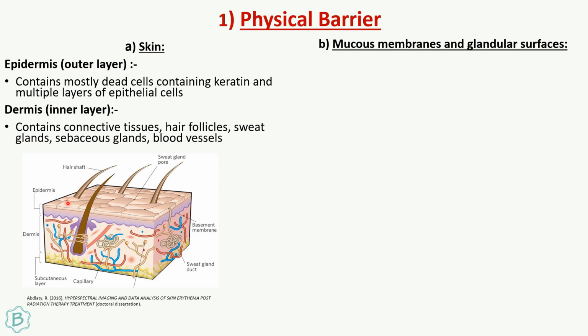And then the inner layer is the dermis. So the dermis is much thicker compared to the epidermis and it is abundant in connective tissues, hair follicles, sweat glands, sebaceous glands, blood vessels, etc.